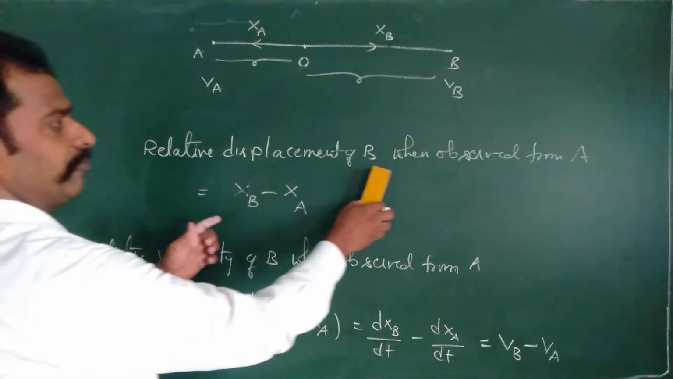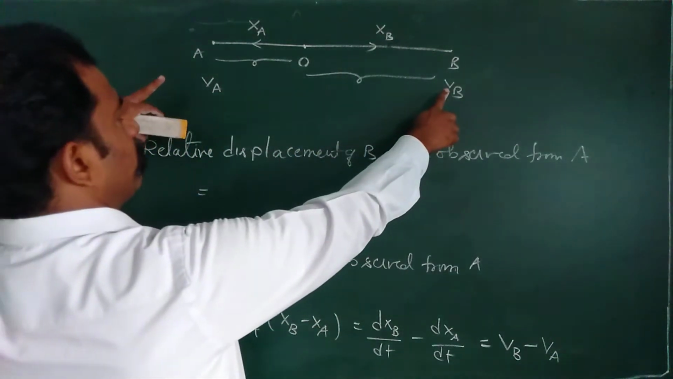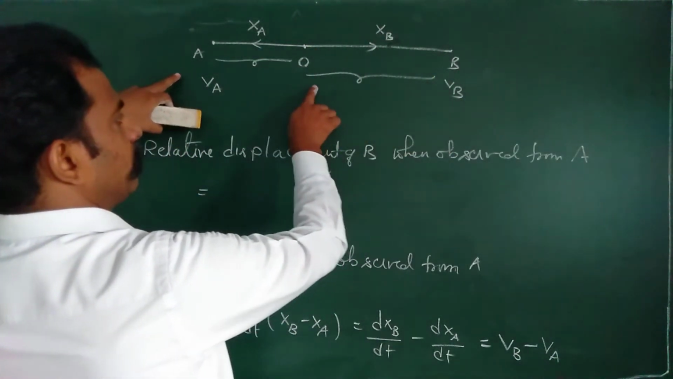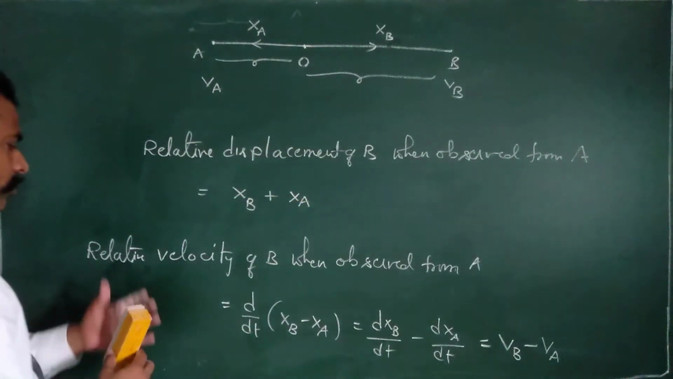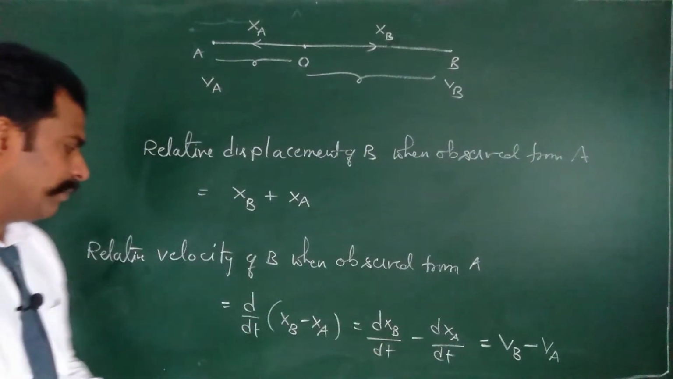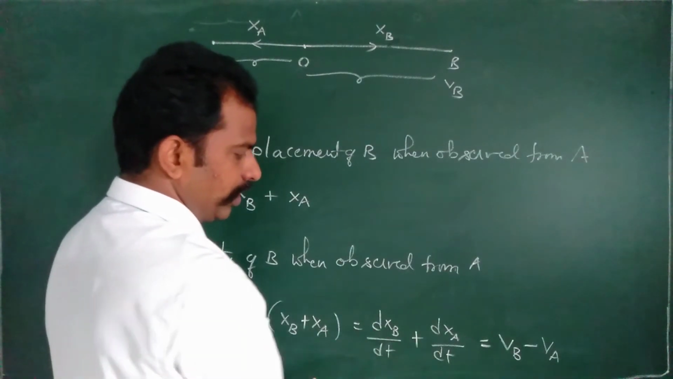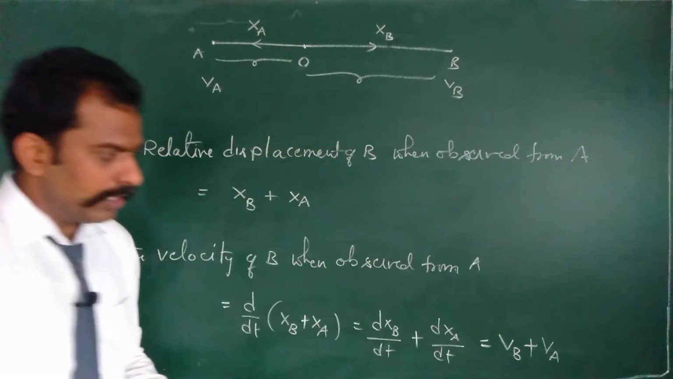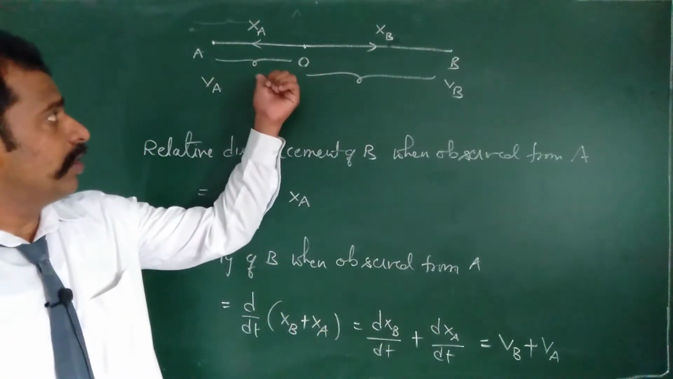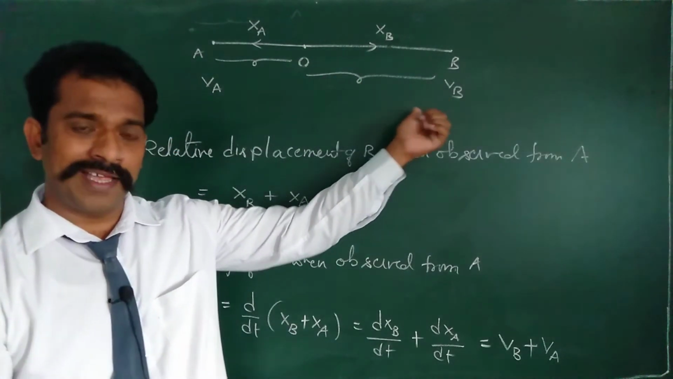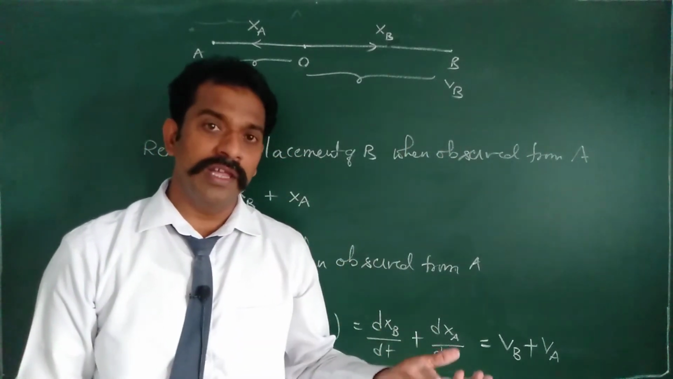Now the relative displacement of B when observed from A becomes this length plus this length, that is XB plus XA. Now the relative velocity of B when observed from A becomes the derivative of XB plus XA. So dXB/dt plus dXA/dt. So that is VB plus VA. Now the scenario changes in this case when they are moving in opposite directions. When one body is moving opposite to the other body in a straight line, the relative velocity of the body B with respect to A is nothing but the sum of their velocities.